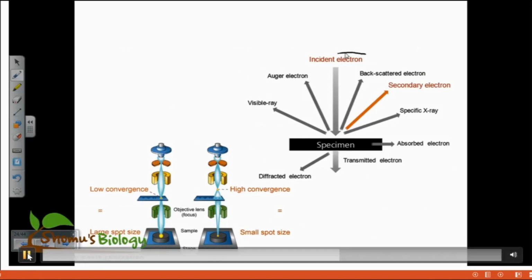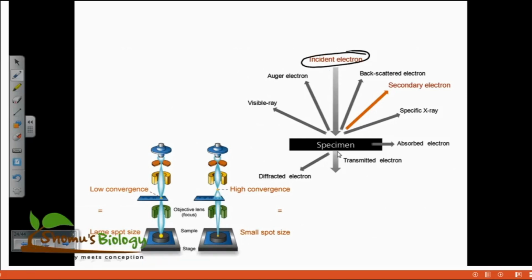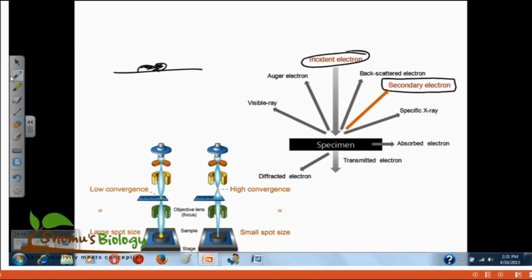Electrons are hitting onto the specimen. So once it is applied to the specimen, the most important scattering are, first of all, secondary electron scattering. What is secondary electron scattering? If this is the specimen, and electrons are coming in, let's say this is the electron coming in.